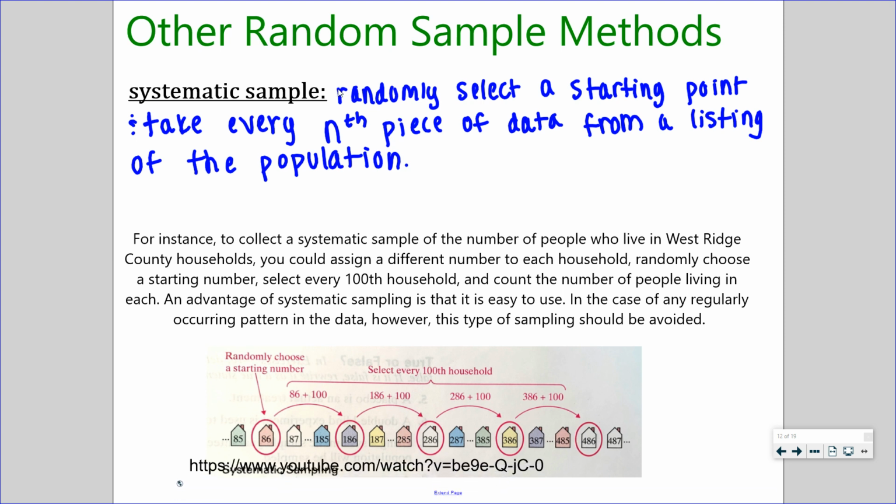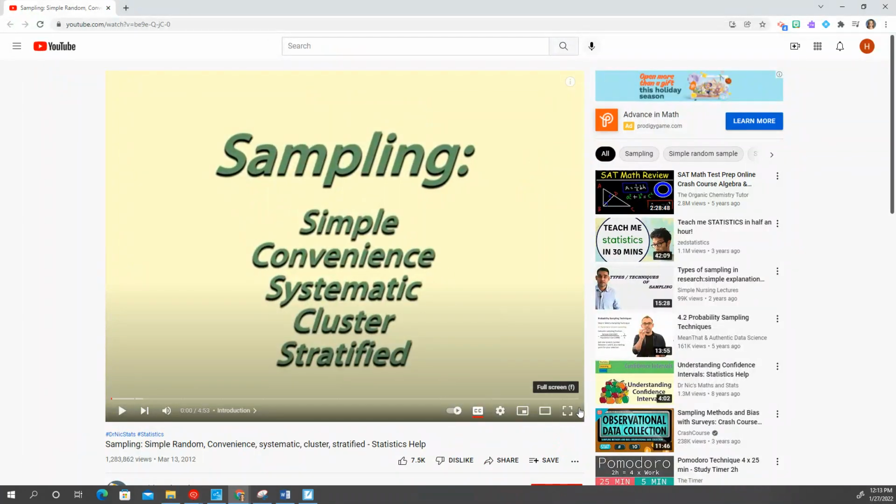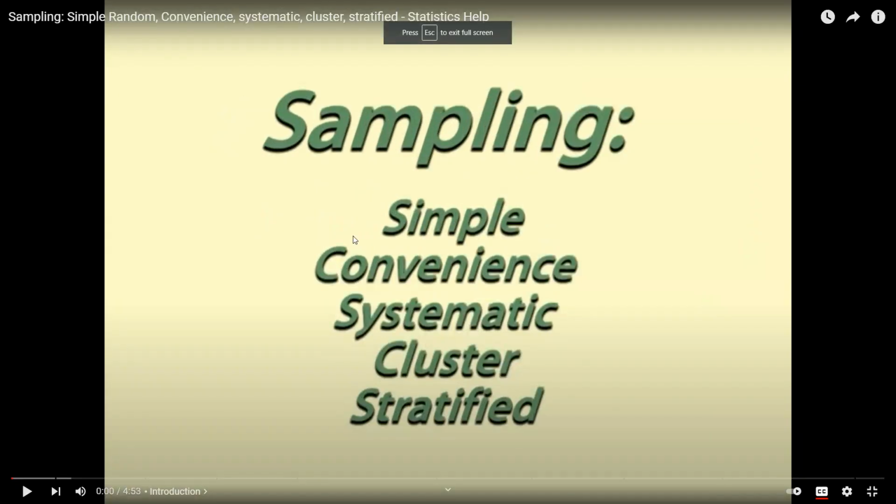Okay, I'm going to show you guys this video. Like I said, I feel like this is a really good visual of these three different types. I'm going to pop it on the wrong screen. It's just a 5-minute video. And this also throws in simple and convenient, which we talked about.